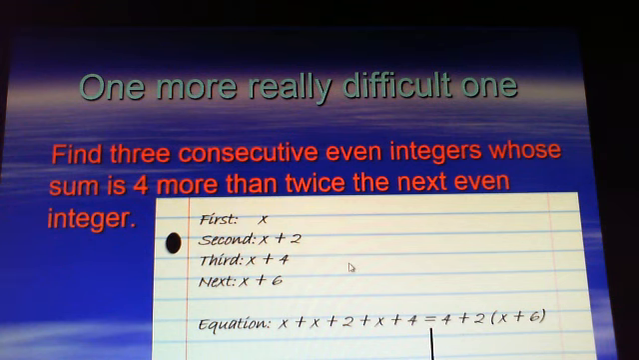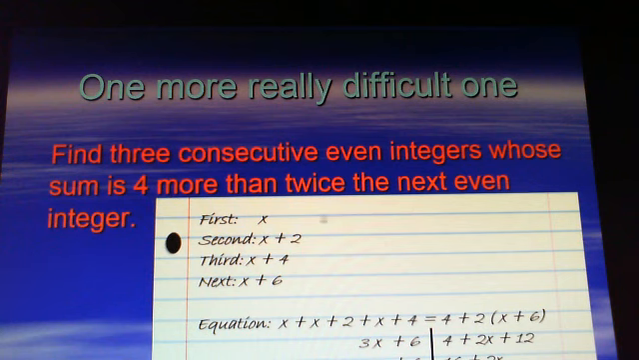So I draw my line, combine like terms on the left-hand side, gives me 3x plus 6. On the right-hand side, get rid of my parentheses, so I got 4 plus 2x plus 12. Combining like terms on the right-hand side, you get 16 plus 2x. Have to subtract 2x from both sides. That gives me x plus 6 equals 16. Subtract 6, you get x is equal to 10.